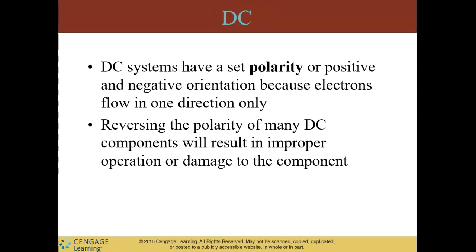In DC, because the electrons are only flowing in one direction, the polarity is very important. It's not as important in AC. Polarity essentially just means you've got a positive end and a negative end of the circuit, and the electrons flow from one point to the other. So if you wire together a circuit or plug something into a DC circuit in the wrong orientation, if you put it in backwards, that can cause problems because the polarity in a DC circuit is very important.